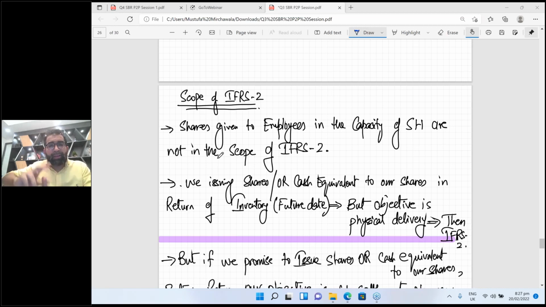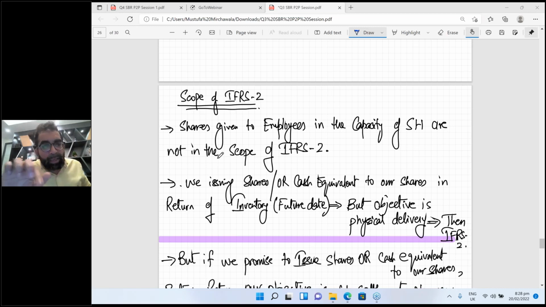But now let us say your employee stayed 2 years, and after 2 years you gave them shares. Now your employee is not only an employee but also a shareholder, because he got the shares.